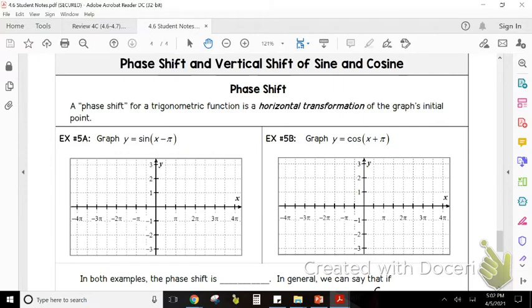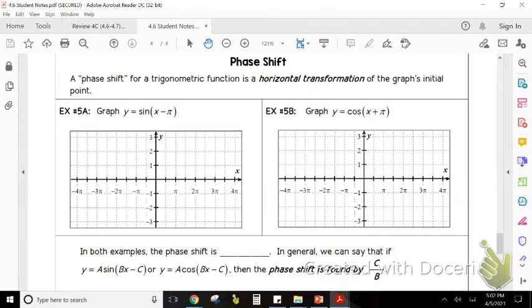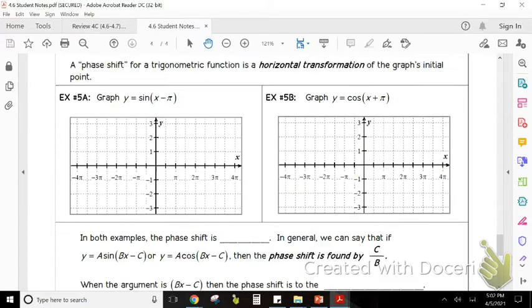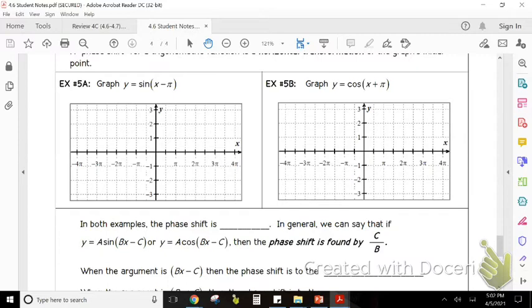So for example 5 here, it talks about a phase shift. It says a phase shift in a trig function is a horizontal transformation of the graph's initial point. So the phase shift is only the transformation of the initial point, okay? And so when we do this, we can see that we got y is equal to sine of x minus pi.